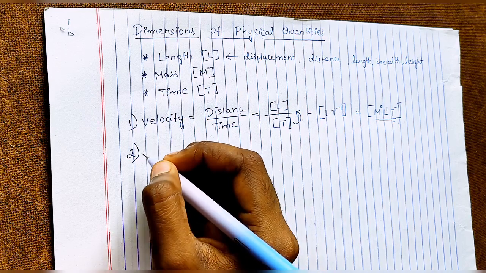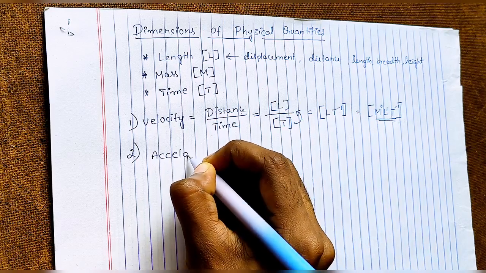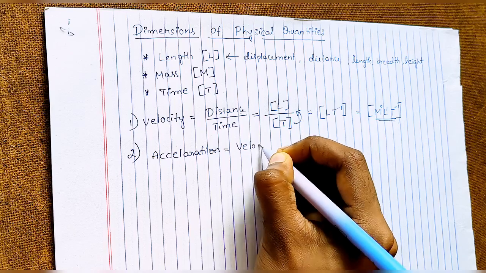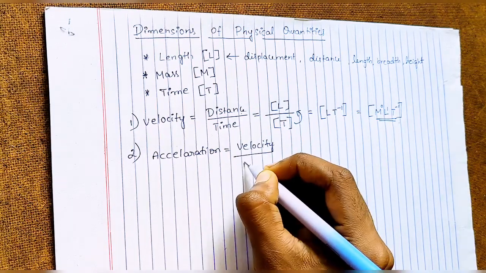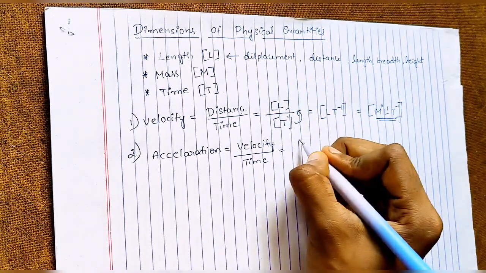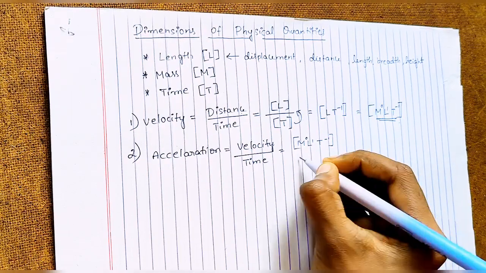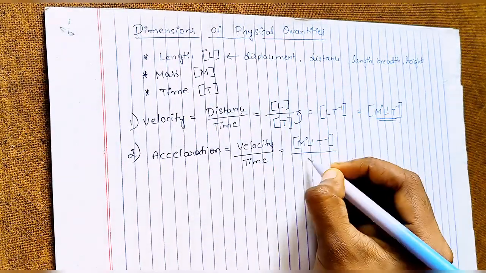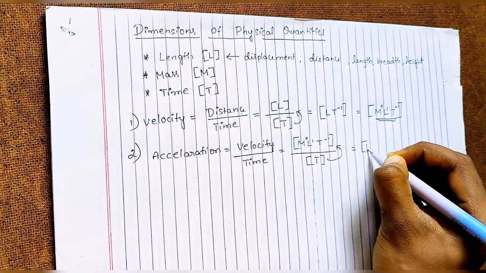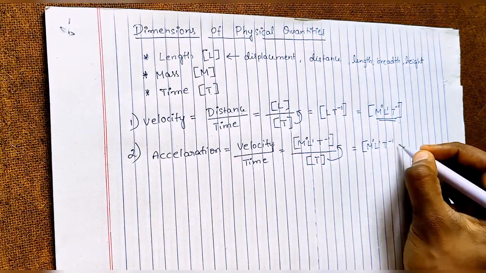Next we are going to solve for acceleration. We know that acceleration means velocity by time. So we already solved for velocity. So instead of velocity, I will directly write the dimensional formula of velocity, and in the denominator we have time. We know that time is dimensionally denoted by t. So in place of time I write t. Next step is shifting the denominator to the numerator. So it will become m0 L1 t to the power minus 1 into t to the power minus 1.